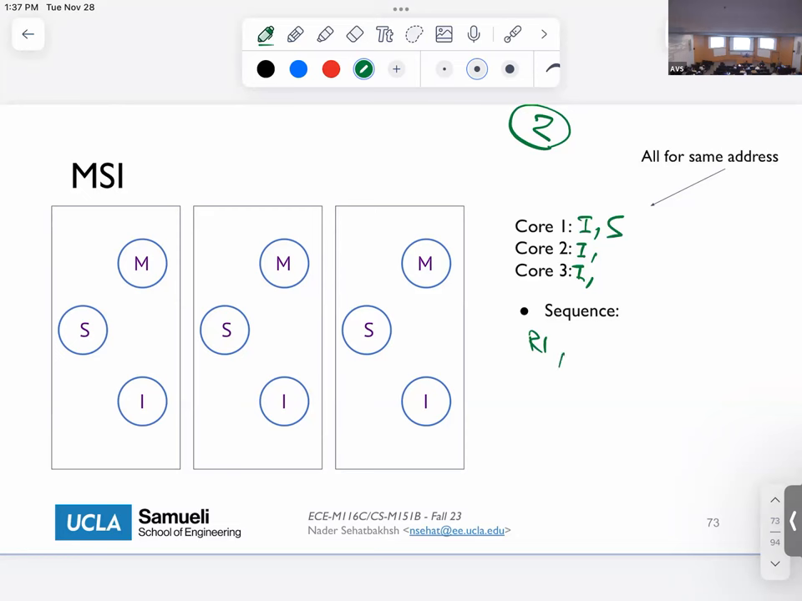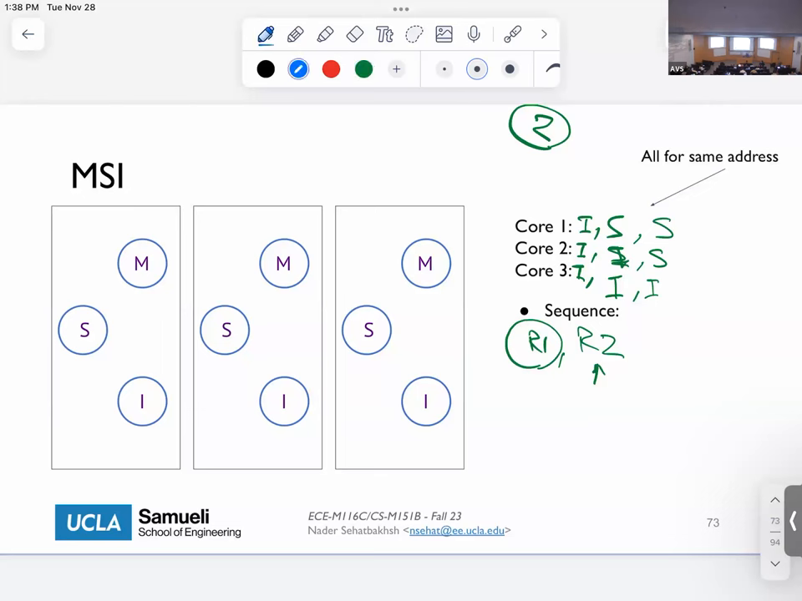Now, for example, if core number two also wants to read this, core number two also goes to the S state. This is I, and then this is after this. Now, if core number two wants to read it, core number one stays in the S state, core number two also goes into the S state, and core number three stays in I state, okay? So that's the difference, that now I can have two cores staying in the same shared state, okay?